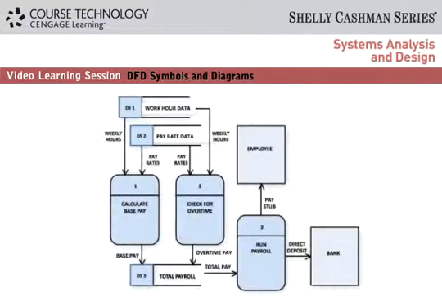The diagram shows part of a payroll system. The 3 processes are calculate base pay, check for overtime, and run payroll. The 3 data stores are work hours, pay rates, and total payroll. The 2 entities are an employee who receives a pay stub and a bank where direct deposits are made. This example shows how to use and connect DFD symbols properly.